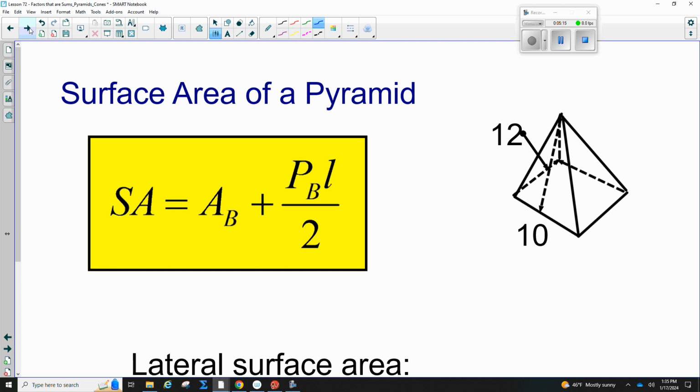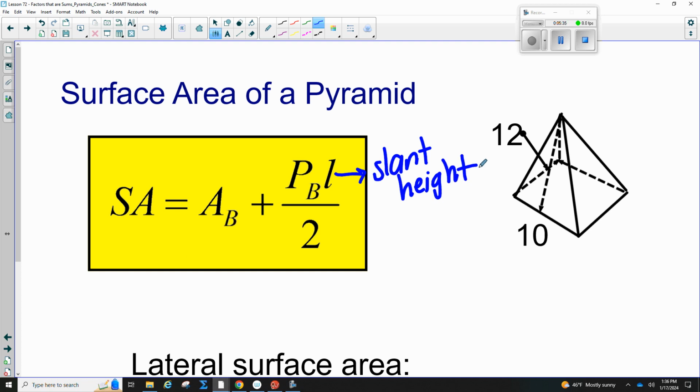Surface area of a pyramid is area of the base plus perimeter of the base times L. And you're like, what is L? It's super important to know what this L is. You probably need to write it down. It is the slant height divided by 2.